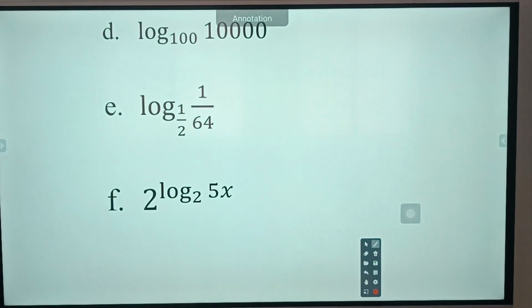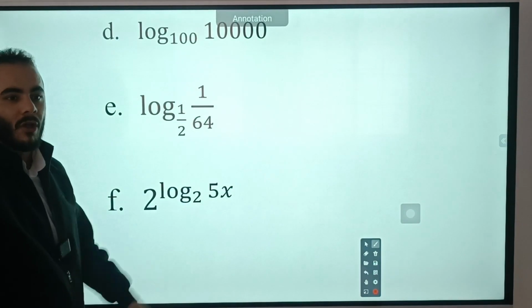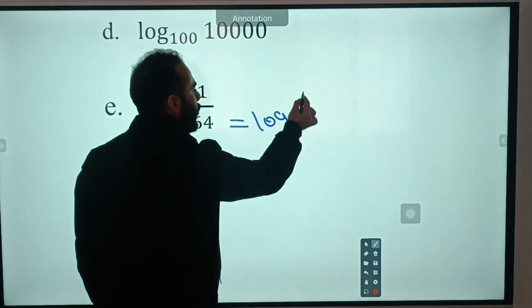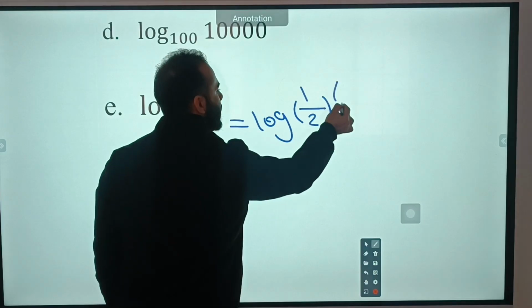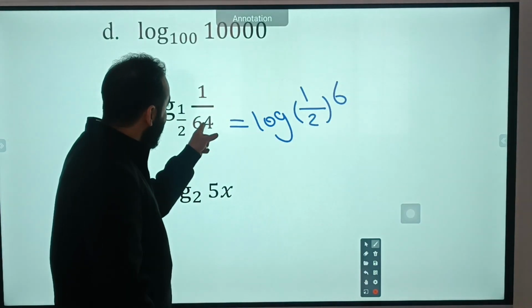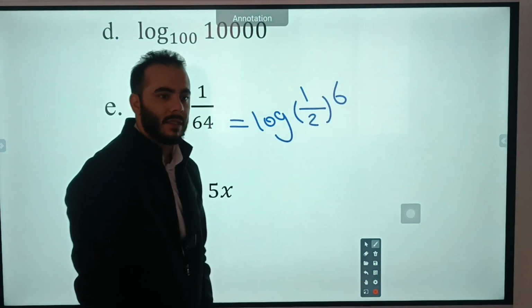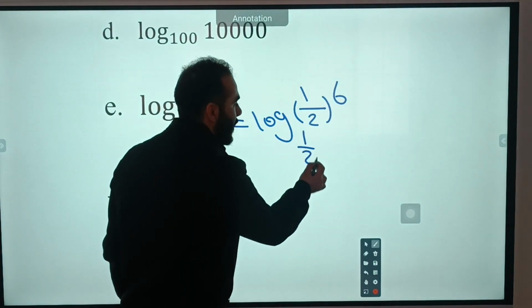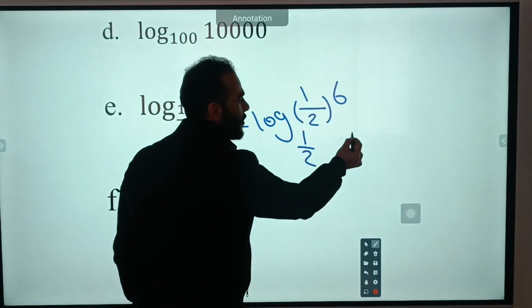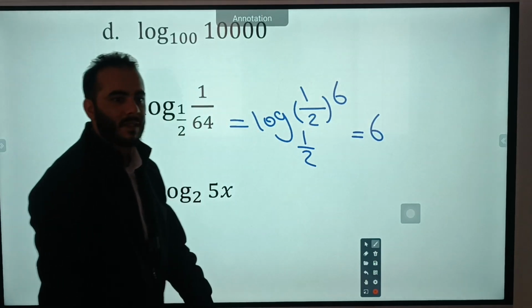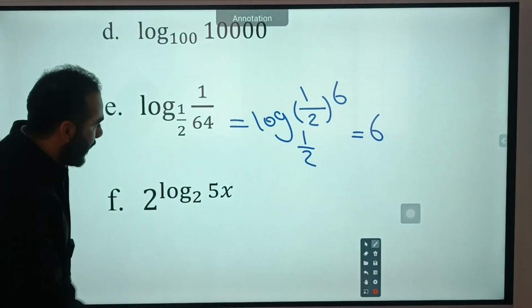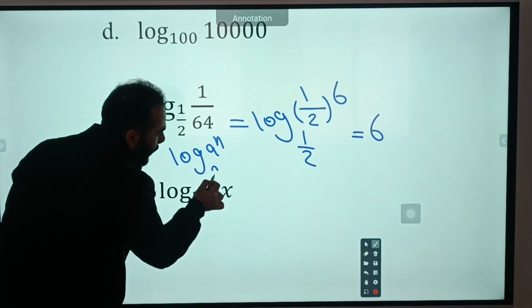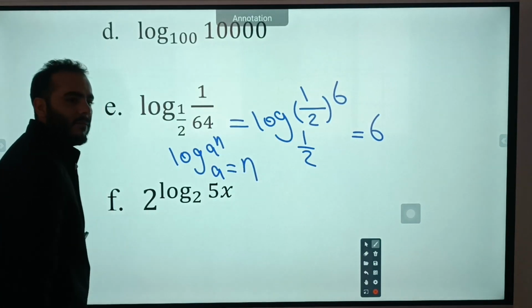Alright, the next one. Logarithm 1 over 64, base 1 over 2. Simply you can say log base 1 over 2 of 1 over 2 powered by 6. Go and check it. 64 is 2 powered by 6, and the base is 1 over 2. These two are the same thing. So the result equals 6. There is this property: logarithm of a powered by n, base a, equals n.